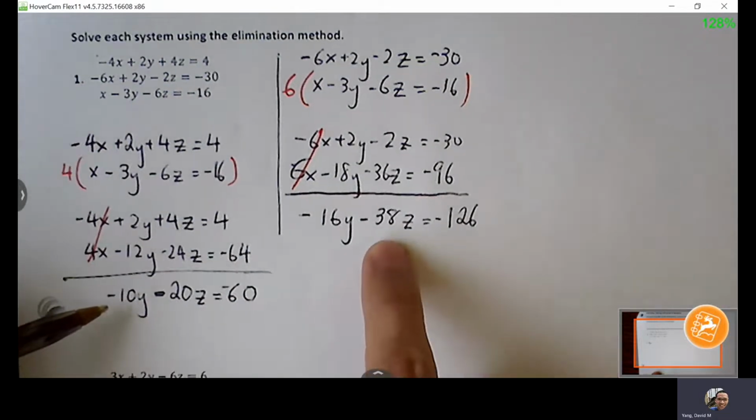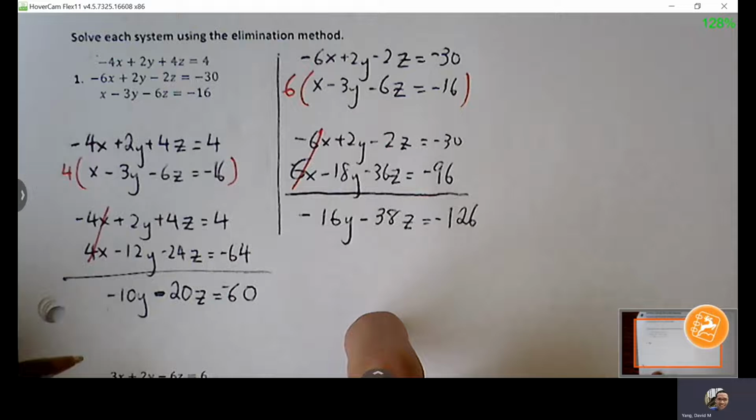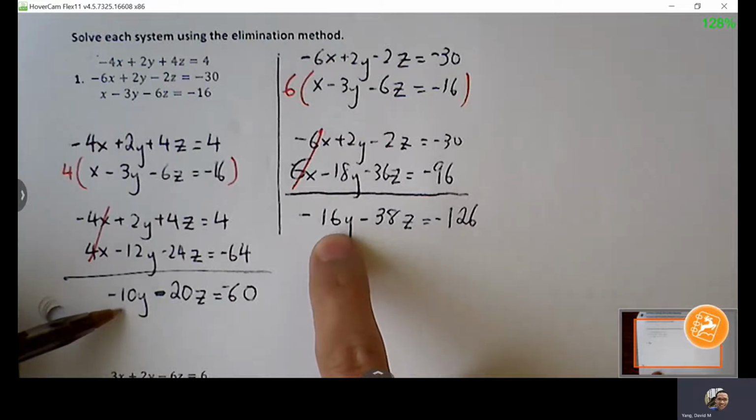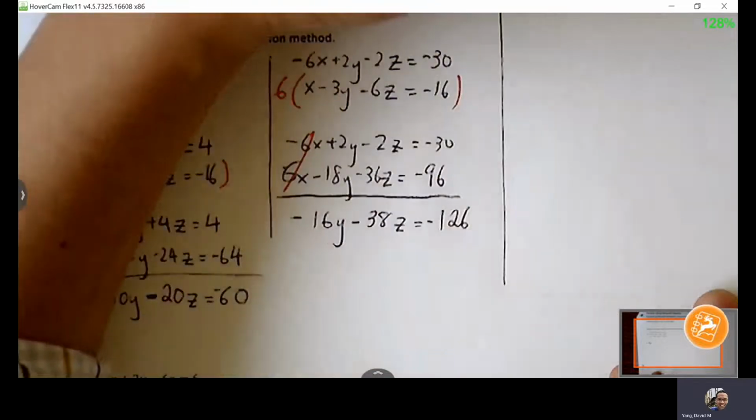So I'm going to line these two up and see what we can do to get either the y's or z's to cancel out. So maybe I think it's easier to target the y's. These numbers seem a little bit smaller here. So I'm just going to copy them down above each other here.